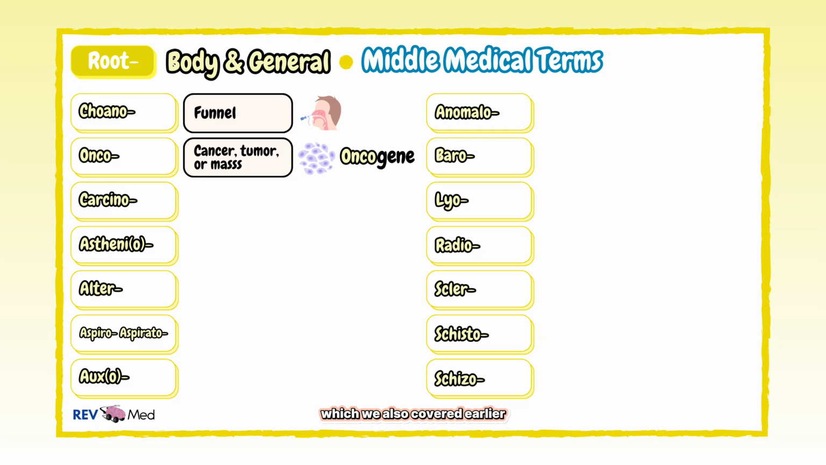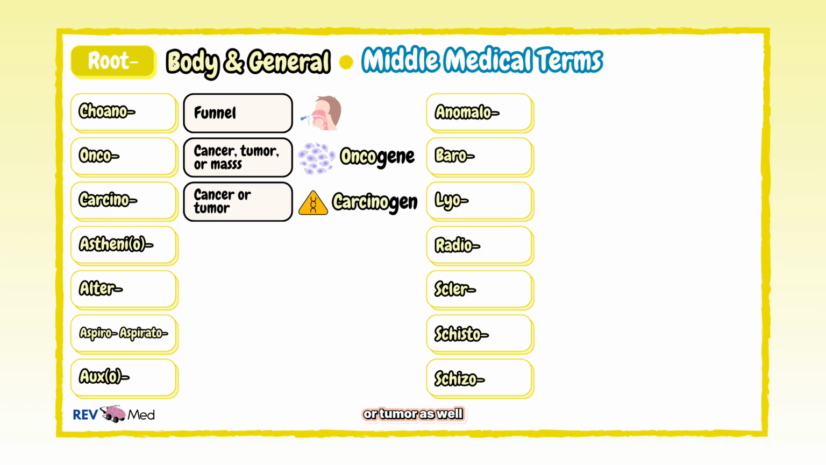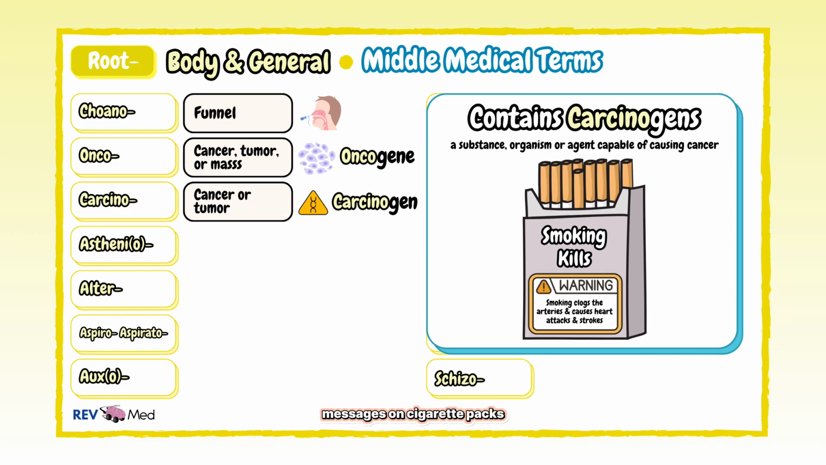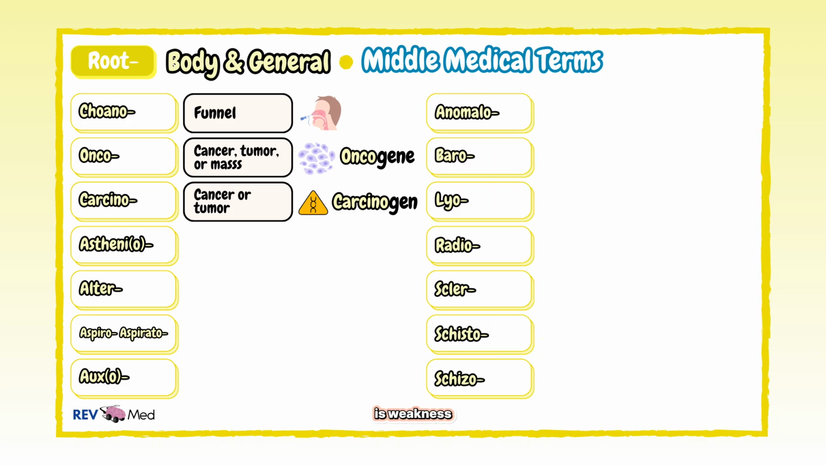Carcinoma, which we also covered earlier, refers to cancer or tumor as well. You know those messages on cigarette packs for carcinogens? There are substances that are capable of causing cancer. Don't smoke, guys. Astheny is weakness.